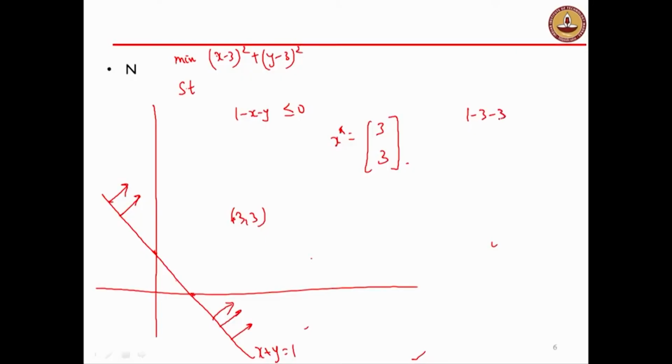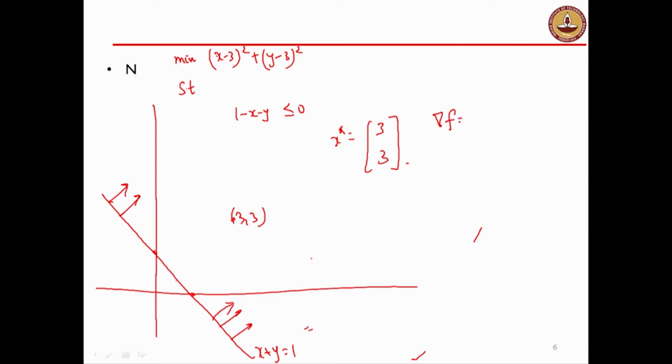In this case, I can be above the line x plus y greater than or equal to 1, and it satisfies this constraint. We can see that 1 minus 3 minus 3 is equal to minus 5, which is strictly less than 0, so it satisfies the constraint. In the previous case, the constraint was x plus y less than or equal to 1, therefore 3 plus 3 was equal to 5, which was greater than 1, and that was not a feasible point. In this case, it is a valid feasible point, and therefore my optimum point is indeed 3, 3.